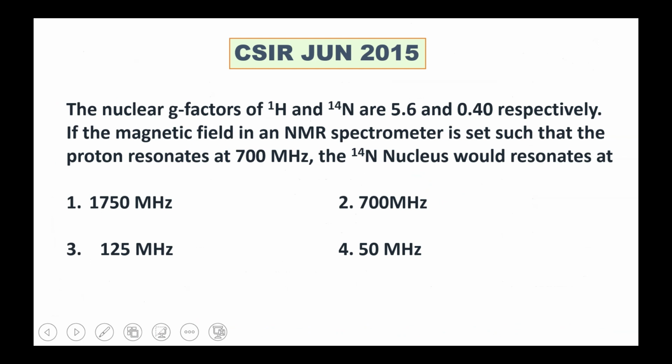Okay, so you are sure enough to answer in such a way. Now look at this question, June 2015. They are given the g factors of proton and nitrogen, 5.6 and 0.40. If the magnetic field in the NMR spectrometer is set such that the proton resonates at 700 megahertz, the nitrogen-14 nucleus will resonate at, as I told, 700 divided by 14. Finish. Very simple. The answer is 50 megahertz. See how easily we are able to solve these.